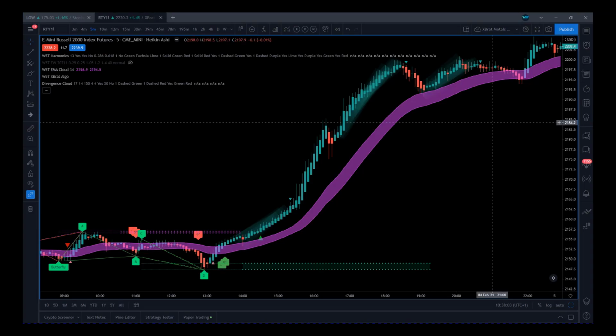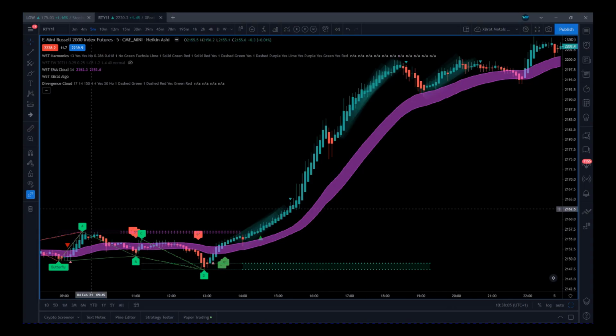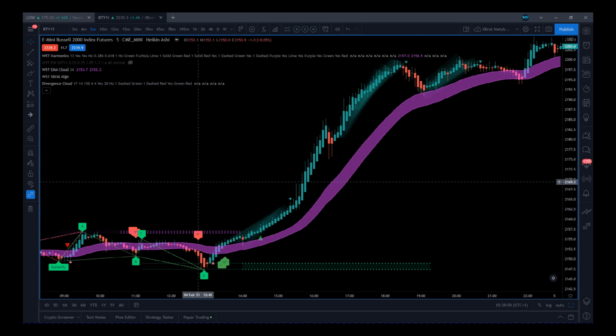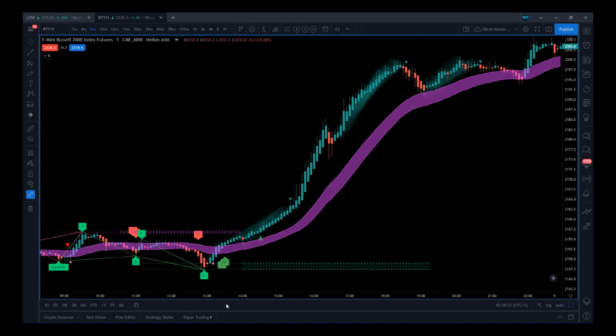So going to go to RTY now. This is actually the TradingView version. Okay, so same sort of thing, but this time we're going for longs.